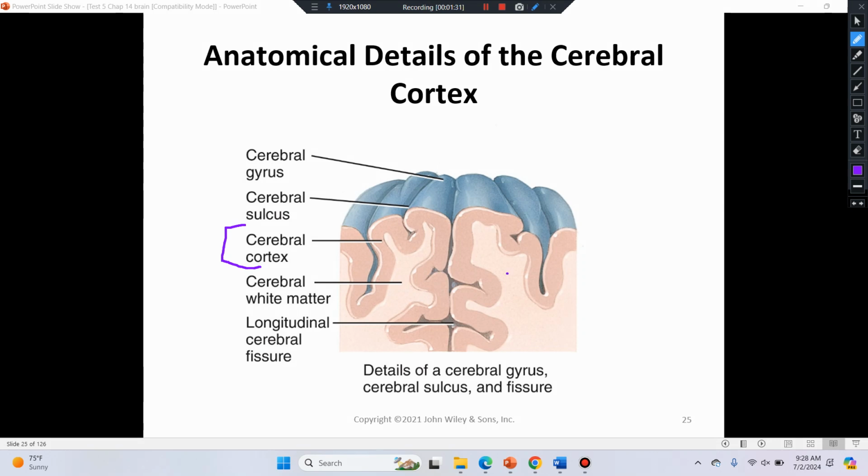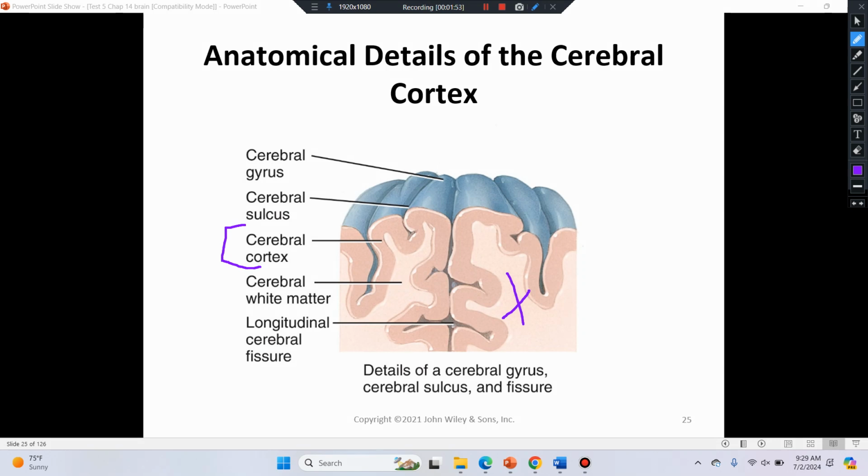Here is the white matter. Which part of the neuron is associated with white matter? Axons, and they will be what makes them white? The myelination from, well, if it's CNS, the oligodendrocytes.